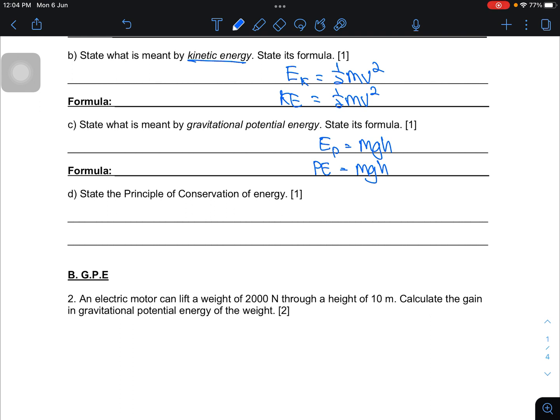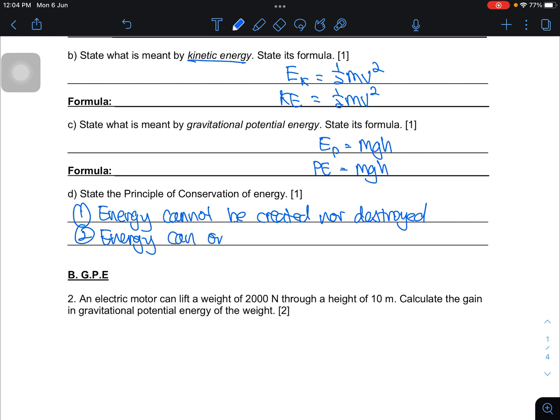State the principle of conservation of energy. This question is given only 1 mark in this assignment. Usually in papers, we tend to award 2 marks for it, and there are 3 parts to this conservation that we want our students to emphasize. The first point is you need to tell them that energy cannot be created nor destroyed.